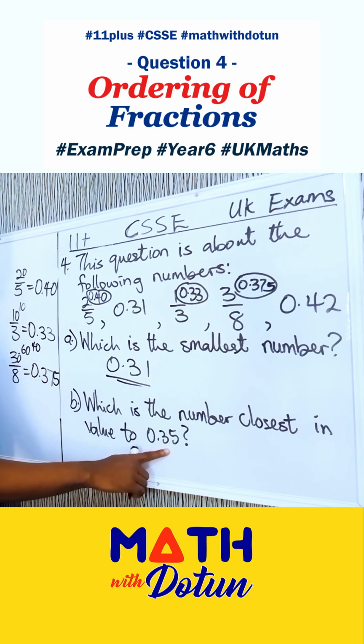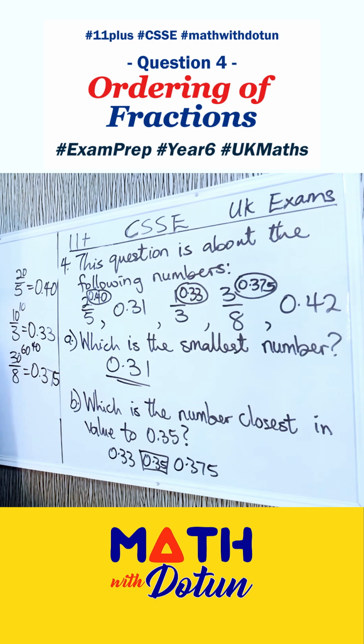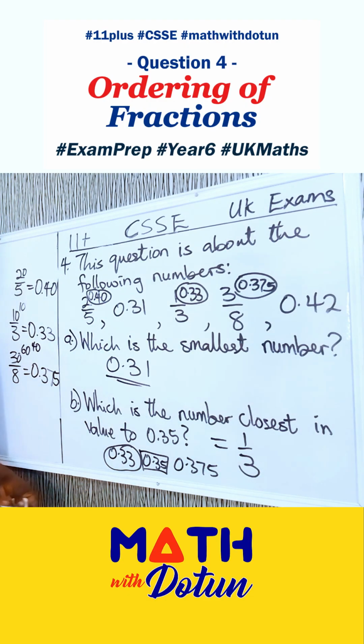So the two numbers we're looking at are 0.33, the main number we're considering, 0.35, and then this, 0.375. If you look at it, the closest will be 0.333. This is our answer, the closest, and that is 1/3. All right, so the answer is what? 1/3. So I need you to please go back to the video, and if you still have any questions, don't hesitate to ask. Thank you. Bye.